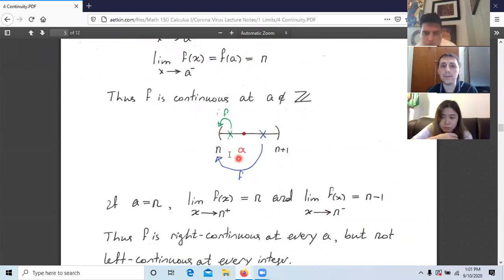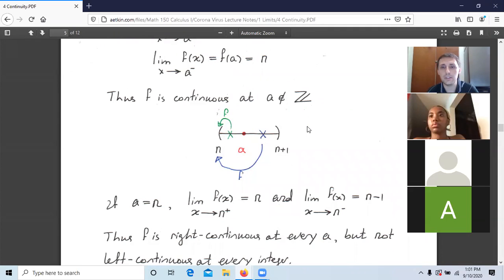Okay, what happens if I take the limit as x goes to n from the left? If I move from here, what happens? What's my limit if I move to this integer n from the left? Please let me know. You might actually see it, right?